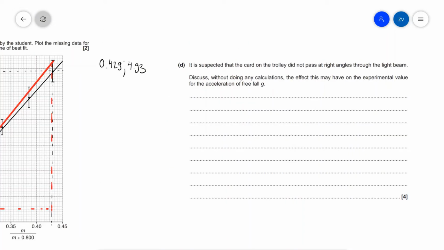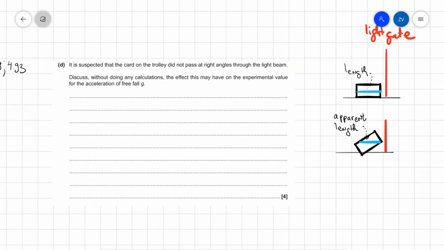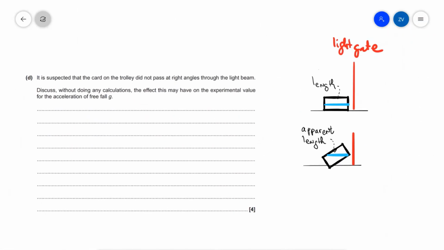Okay guys, so part D: it is suspected the card and trolley did not pass at right angles through the light beam. Discuss without doing any calculations the effect this may have on the experimental value for the acceleration of free fall. Okay, well, if it's not passing at right angles through the light beam, then the card is going to appear shorter. And this is one thing that I've tried to visualize with my little diagram over here. When the card is striking the light beam at right angles, the apparent length is the real length, whereas if it's tilted, you're going to see that this length here is shorter than the other.